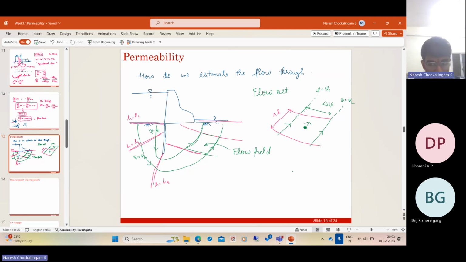So by Darcy's law, we know that the discharge, this is the length along the flow. So this is not the physical distance. So this is, say, h equal to h1. This is h equal to h2. And the physical distance, let it be, say, L. And this distance, let it be A.